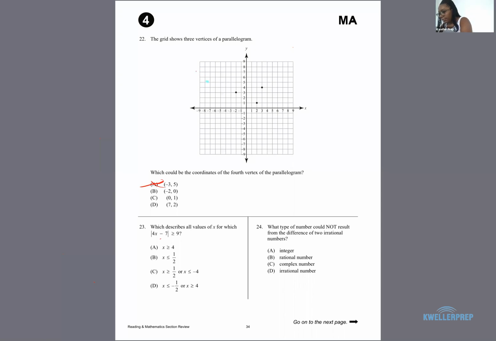And for B, let's see. -2, 0. Again, this can't be the answer because even if they look like they could work, this one is getting closer and closer over time, and this one is eventually getting closer and closer, and they will cross at some point.